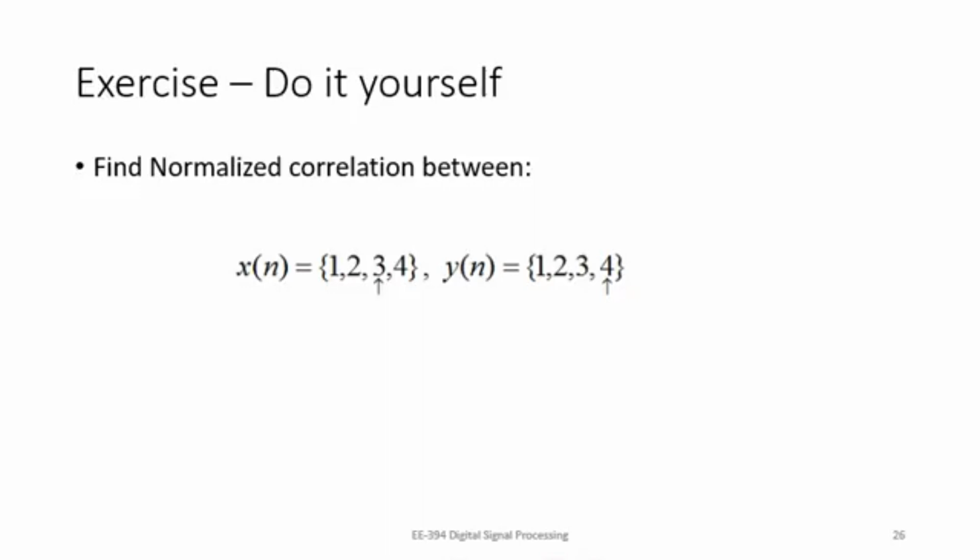So this is an exercise for you to perform on your own. You have to perform the normalized correlation between these two signals, and you can see these are essentially the two signals which are same, 1 2 3 4 and 1 2 3 4, but in one case the origin is at 3, the other case the origin is at 4. So try to find out the correlation first, then the energies and the normalized correlation, and see what the correlation looks like.